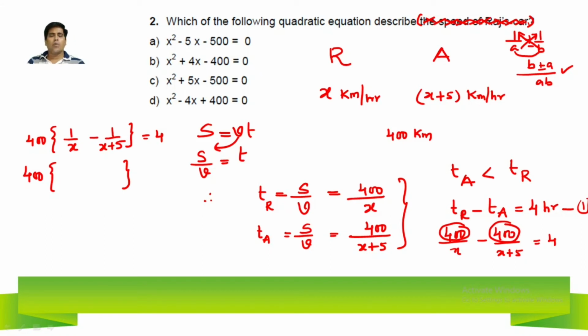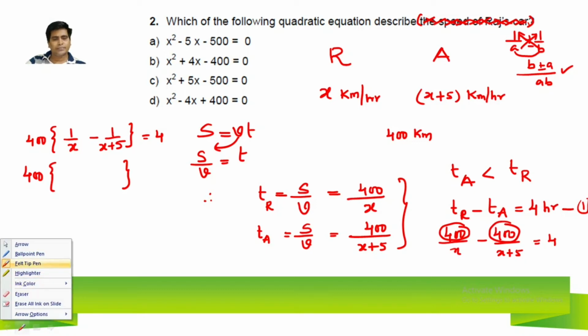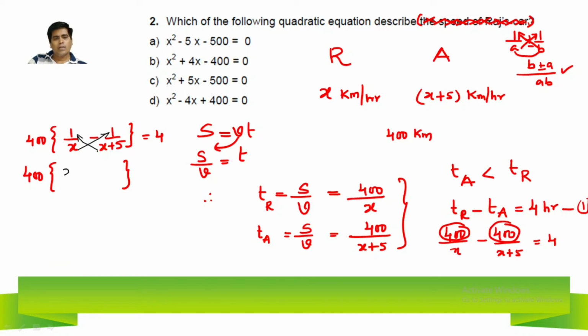I can simplify in this way. So indirectly what we are doing is taking the same LCM and simplifying it. So cross multiply it and get it. This expression goes here and this expression goes here. So what I will get is x plus 5 minus x by the product of these two, so x into x plus 5. Here I clearly wrote the concept of how we are simplifying it.